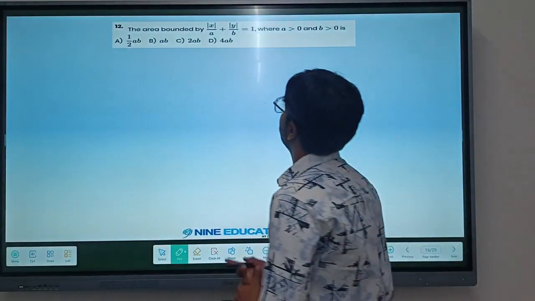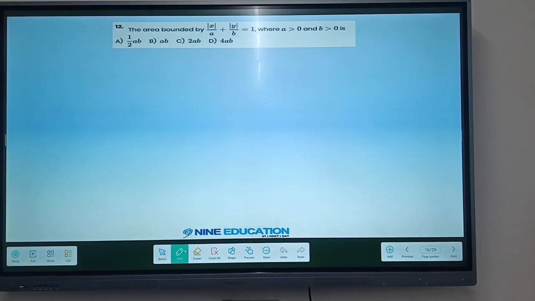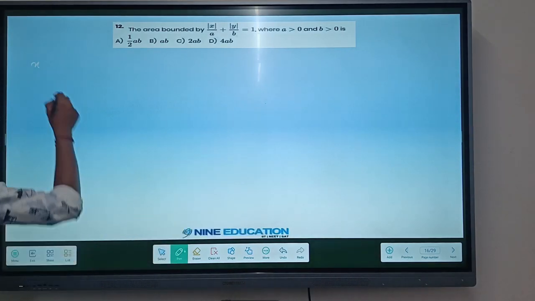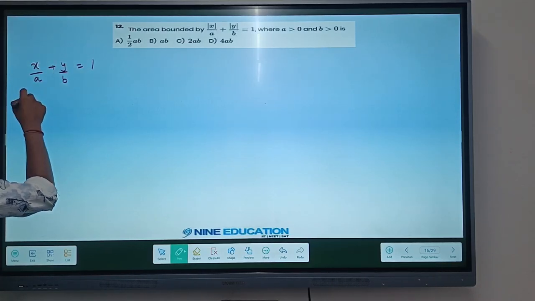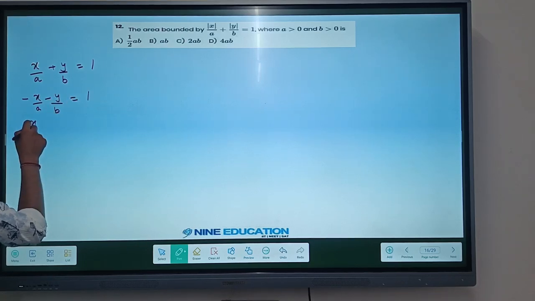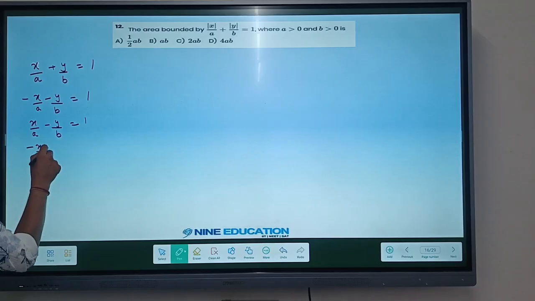Next question, area bounded by mod x by a plus mod of y by b equal to 1. So mod can open in 2 ways, plus and minus. Mod y can also open in 2 ways, plus and minus. So total how many lines will we get? X by a plus y by b equal to 1. If both open in positive, if both open in negative, we'll get this line. If y opens in negative, we'll get this line, and if x opens in negative, we'll get this line.